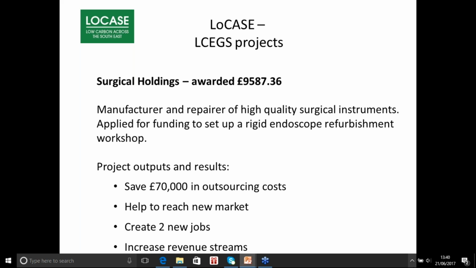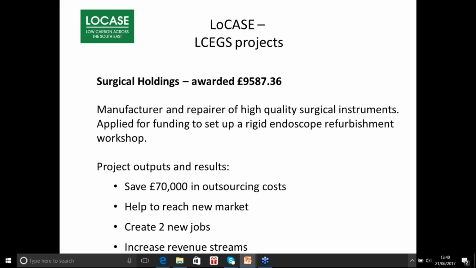Surgical Holdings is an organisation in Southend that repairs and manufactures high quality surgical instruments. They wanted to set up a facility within their site to repair and rework rigid endoscopes. They were sending them over to the Netherlands, but they saw an opportunity and thought, we can do this work here, but we need some funding to help us with that. With their project, they saved £70,000 in outsourcing costs, which is the cost of sending things over to the Netherlands to get repaired and sent back. It's helping them to reach new markets. They created 2 new jobs, and they're increasing their revenue stream.